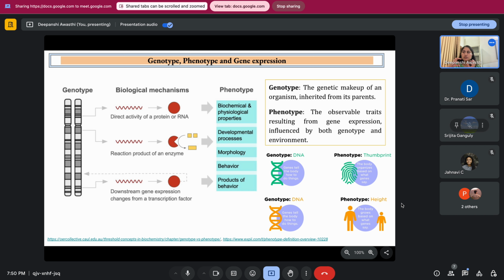So whichever genomic combination is present will govern the phenotype. And in between, there will be interactions, epigenetic changes, and many other things playing a role in determining what kind of phenotype will be observed after the genotype.